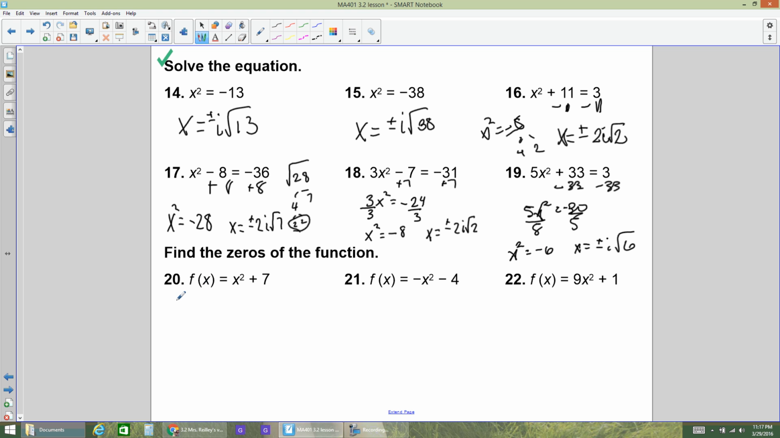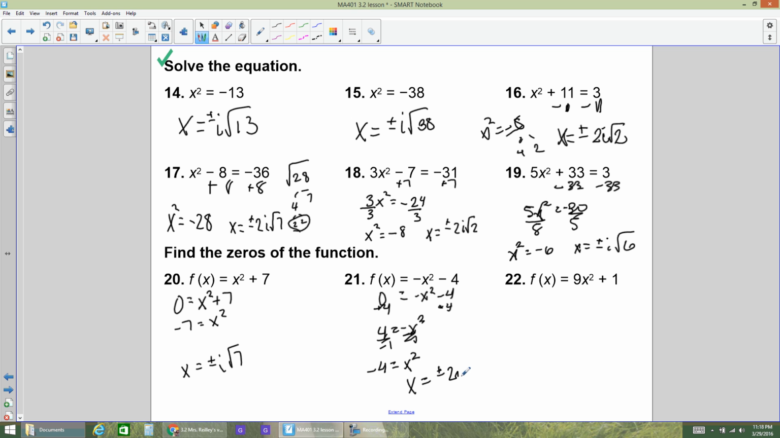Find the zeros. Remember, you just pretend it's a 0. So you get negative 7 equals x squared. So x is equal to plus or minus i radical 7. Pretending it's a 0 equals negative x squared minus 4. I add the 4 to both sides. So I get 4 equals negative x squared. Divide by the negative 1. Get negative 4 equals x squared. So x equals plus or minus 2i.